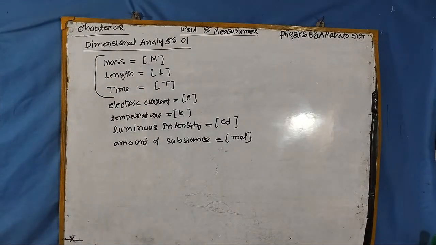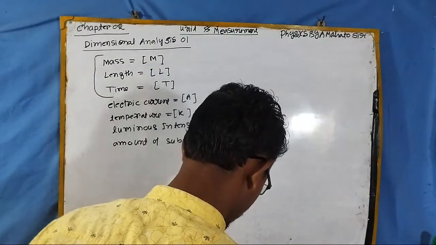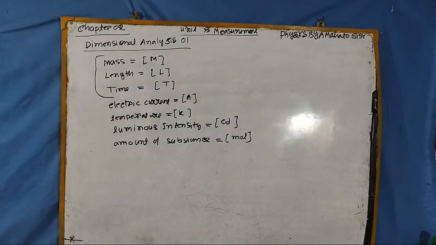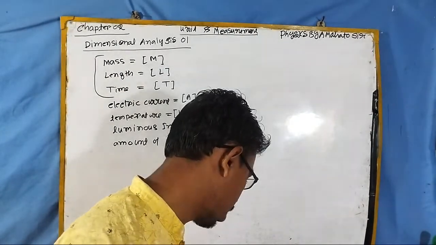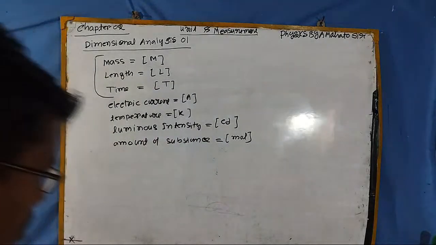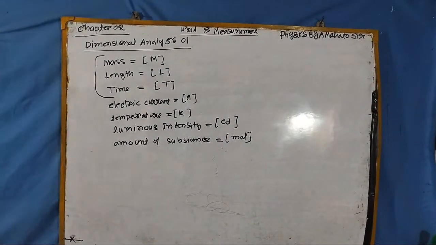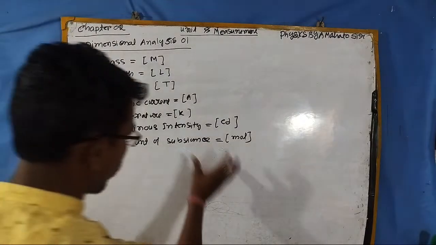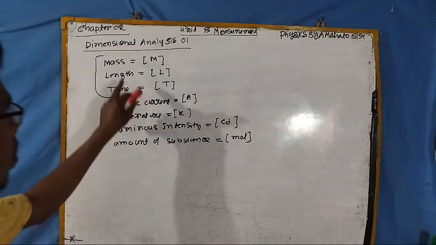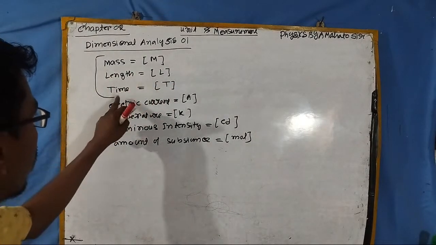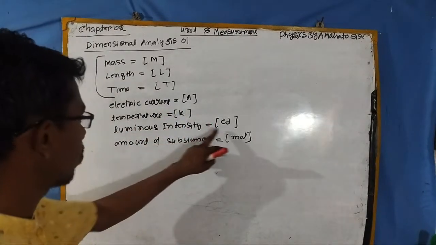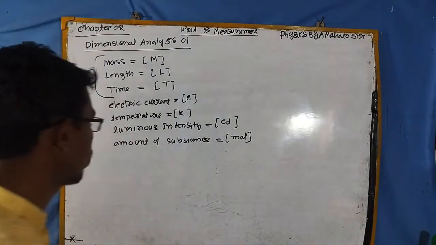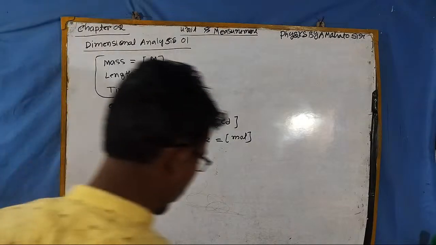So now we start the dimension of the various physical quantities. Here are the 7 fundamental quantities: mass measured by M, length measured by L, time measured by T, electric current measured by A, temperature measured by K, luminous intensity measured by CD, amount of substance measured by mole.